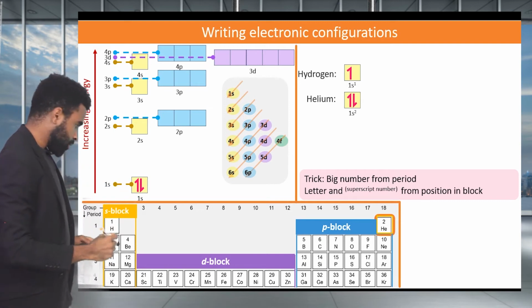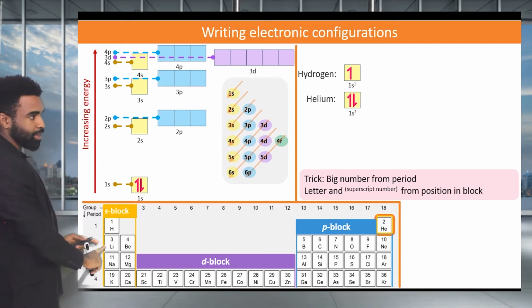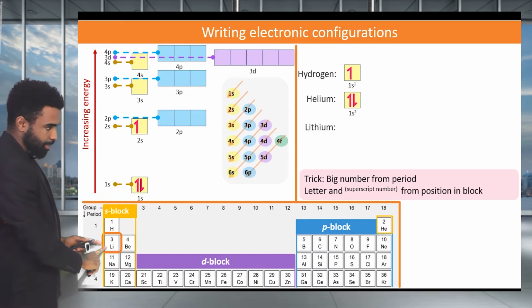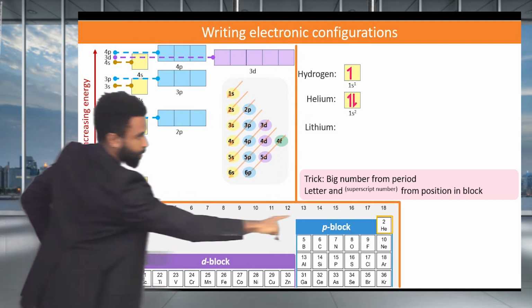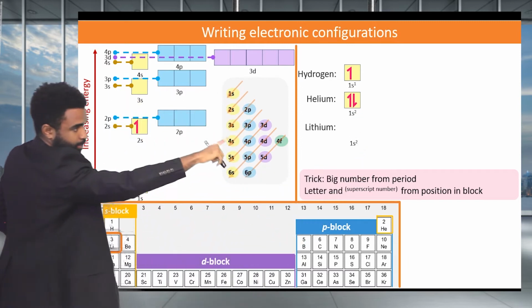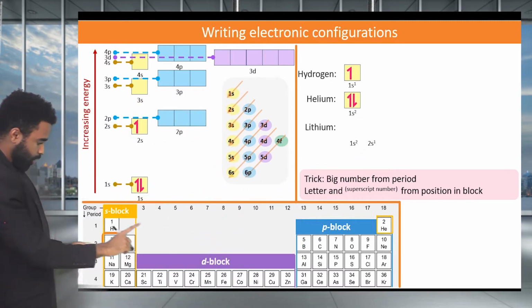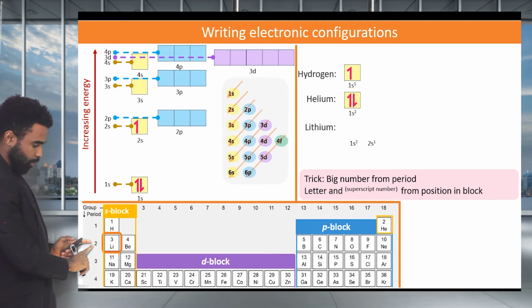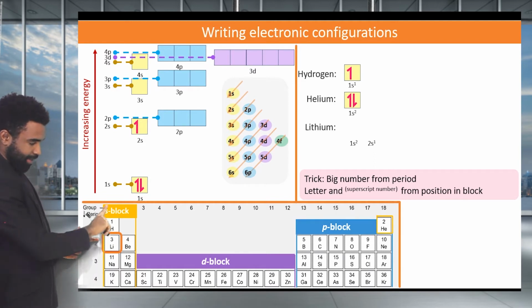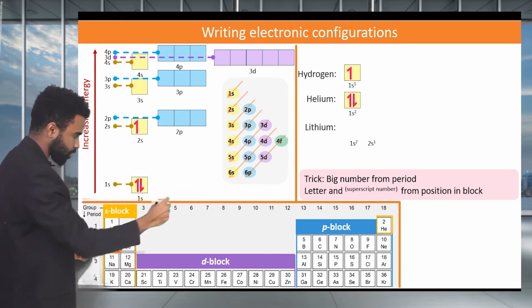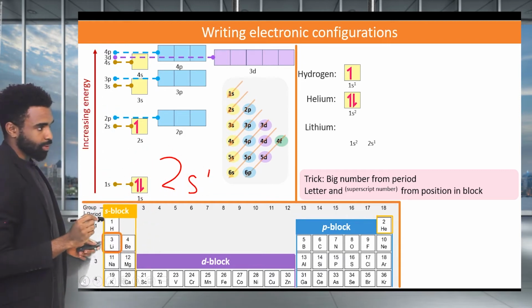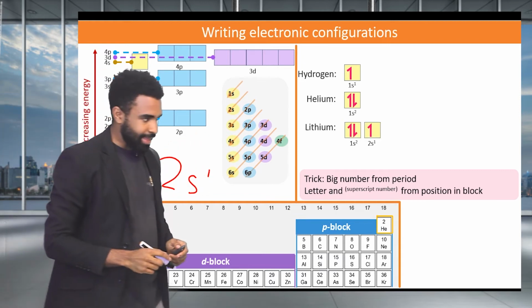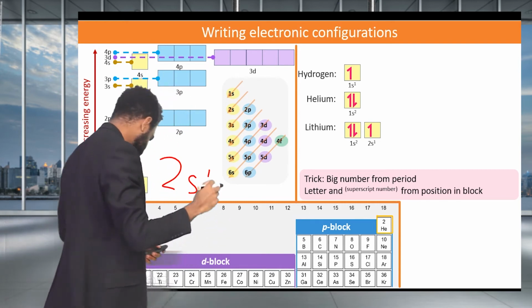Next one, what's the next one? Lithium, right? So for lithium now, we filled in the first period, 1s2, so we need to put that in. And then we do 2s1, period 2, first element in the S block, 2s1. How do we draw it? Just like that.